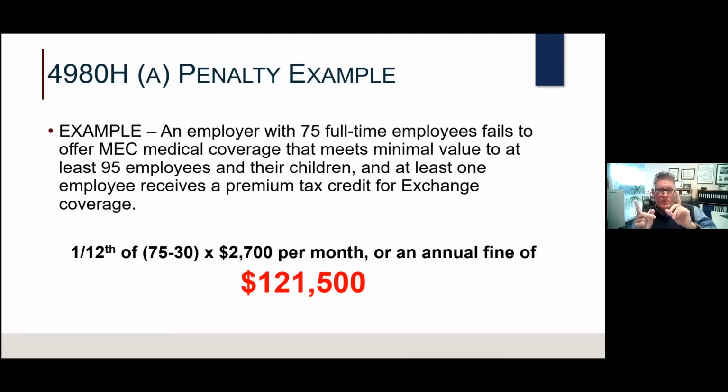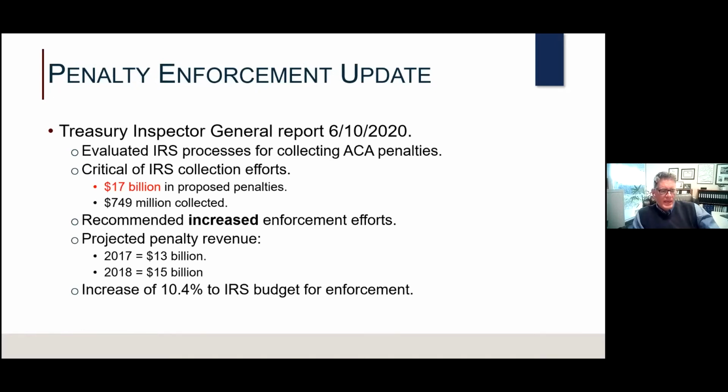Just in the period of 2016 to, I believe, 2018, I have seen $1.7 million in proposed penalties to Morrison Garitano clients. Nobody has had to pay any of that money, but the penalties are significant. And on that vein, I want to talk a little bit about enforcement of the penalties. This landscape, as I mentioned, has changed dramatically. There was an Inspector General report from the Treasury Department in 2020 that evaluated how the IRS is doing in collecting ACA penalties. The IG was highly critical of the IRS's collection efforts, pointed out that of the $17 billion in proposed penalties, the IRS only collected $749 million.